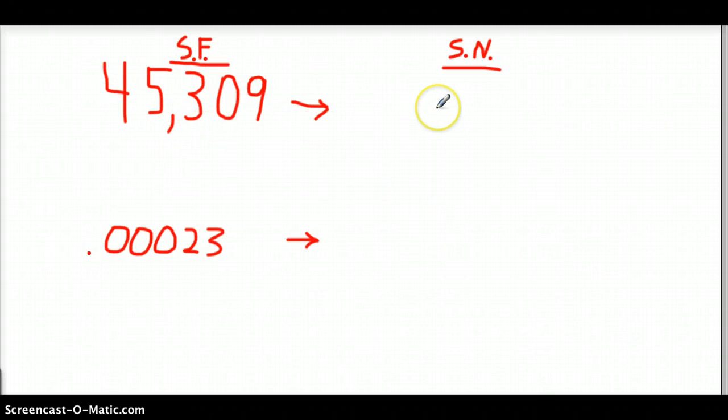45,309 in scientific notation: we want a number between 1 and 10, just past our first non-zero number, which would be 4.5309, and that would be now times 10. And now we count. From here we go 1, 2, 3, 4. It would be 4 places, and we move to the right, so it's a positive exponent.